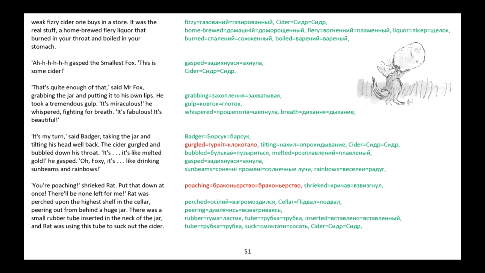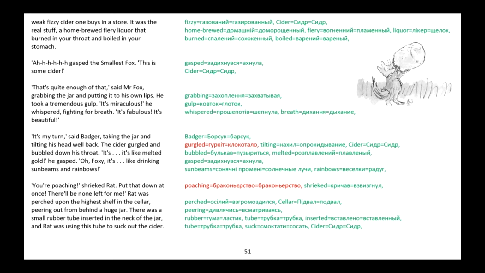"That's quite enough of that," said Mr. Fox, grabbing the jar and putting it to his own lips. He took a tremendous gulp. "It's miraculous," he whispered, fighting for breath. "It's fabulous. It's beautiful." "It's my turn," said Badger, taking the jar and tilting his head well back. The cider gurgled and bubbled down his throat. "It's like melted gold," he gasped. "Oh, Foxy, it's like drinking sunbeams and rainbows."